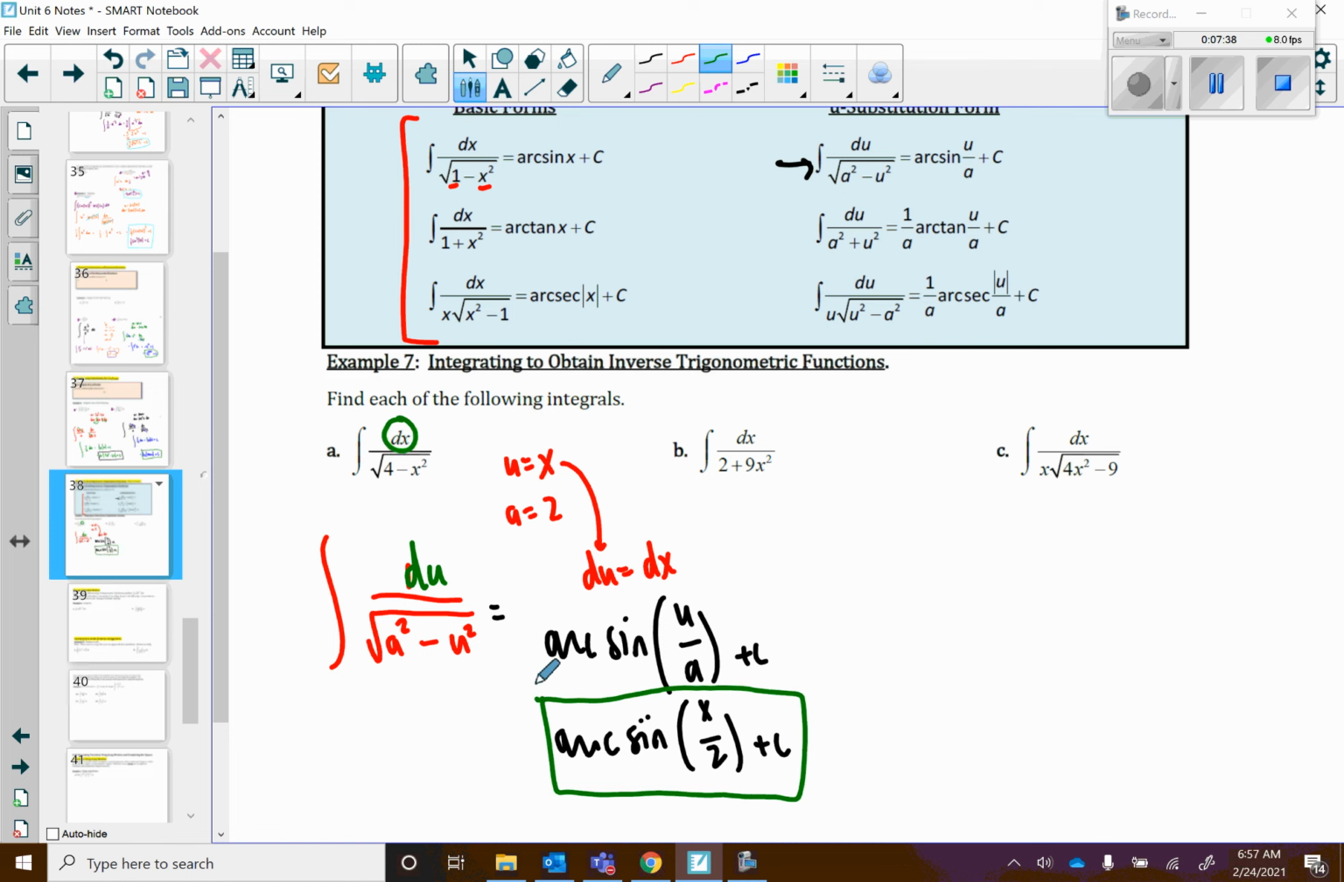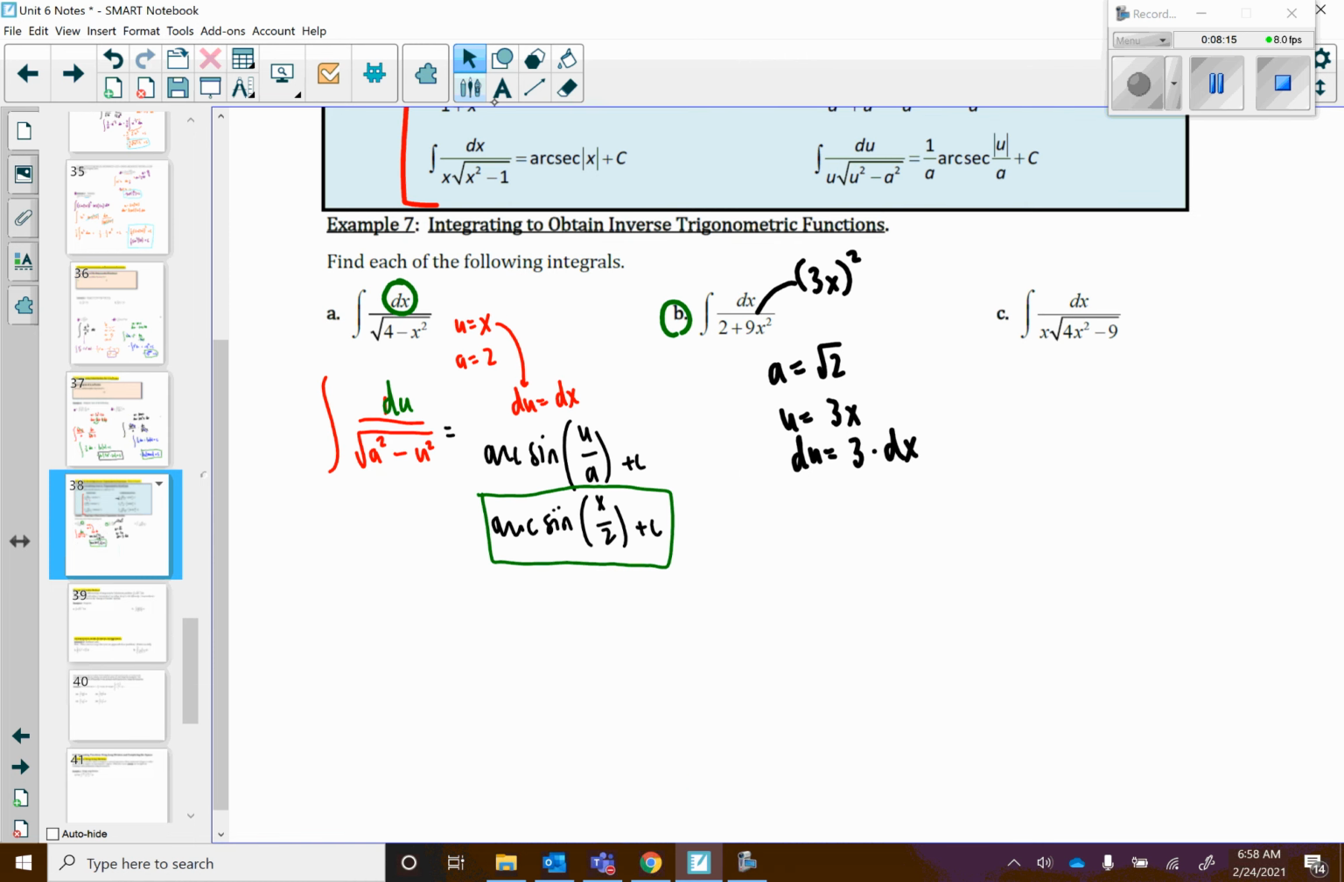Let's do another one. Maybe we'll just do b. So I look at b and I think, again, let's pick my pieces. My coefficient a is really the square root of this value, so the square root of 2, and u is 3x, right? Because it would be 3x quantity squared, which means the derivative of u is 3 dx. So we plug our things back in. All right, we have to plug our pieces back in.